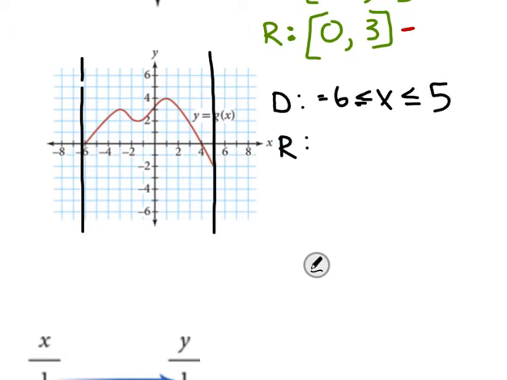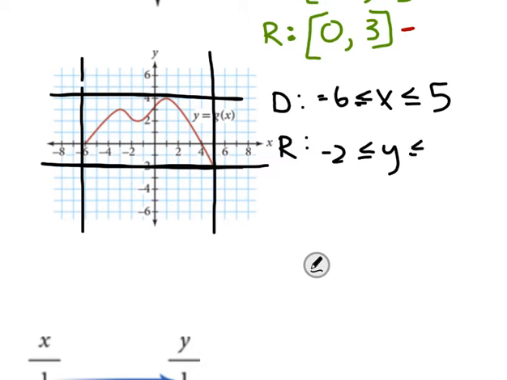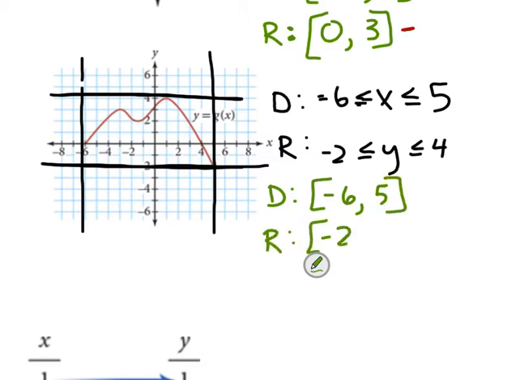And then the range is saying, okay, the lowest it goes on the y is -2, and the highest it goes is 4. So the range is between -2 and 4. So I could write it like this. If I wanted to do the other way that I'm used to, I would write the domain with solid brackets, -6, 5, and the range would also have solid brackets of -2, 4.